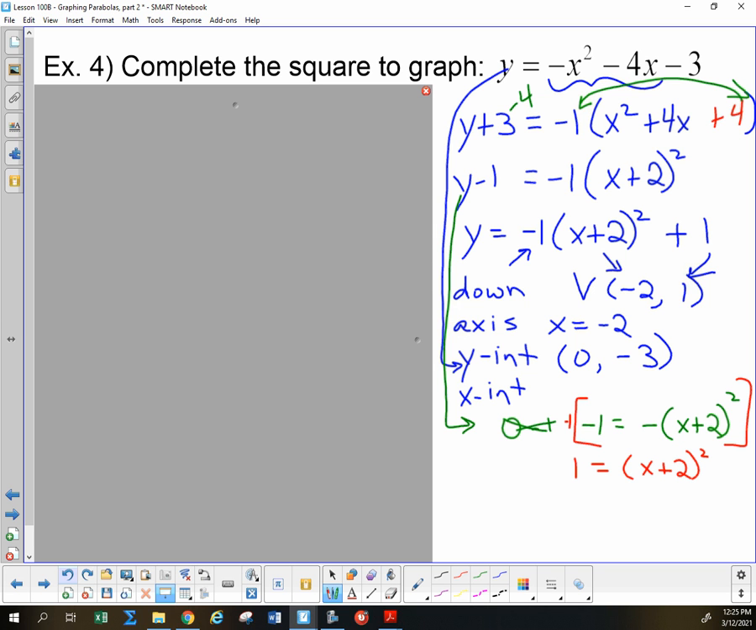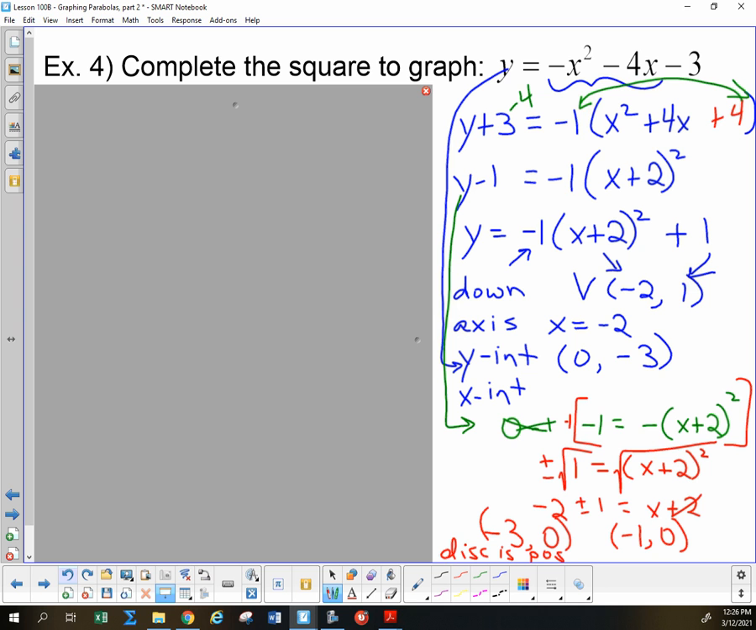Get rid of the square by taking the square root, but make it be a plus or minus. Square root of 1 is just 1. So if I have x plus 2 is plus or minus 1, subtract the 2 from both sides, and my x-intercepts are negative 2 minus 1 is negative 3. Negative 2 plus 1 is negative 1. I have 2 of them, so that's also going to tell me that my discriminant is positive.